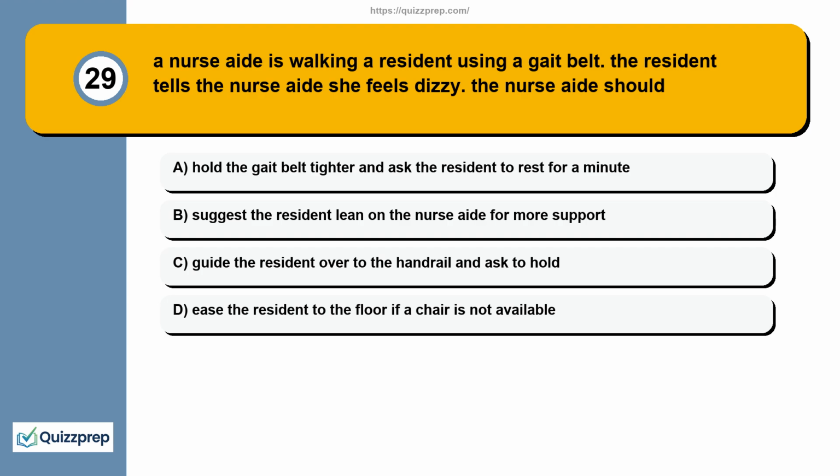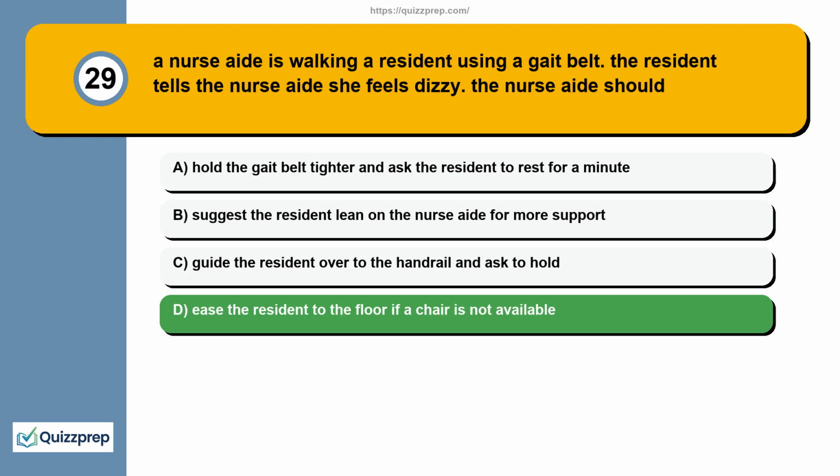Question 29. A nurse aide is walking a resident using a gait belt. The resident tells the nurse aide she feels dizzy. The nurse aide should: Option A, hold the gait belt tighter and ask the resident to rest for a minute. Option B, suggest the resident lean on the nurse aide for more support. Option C, guide the resident over to the handrail and ask her to hold on. Option D, ease the resident to the floor if a chair is not available. The correct answer is option D, ease the resident to the floor if a chair is not available.